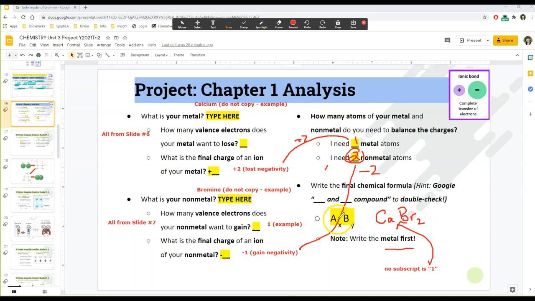And these are already here for you, so you can just type it in. So just replace the A, highlight the A, and I would replace it with Ca. I would delete the X because I don't need a subscript. I would highlight the B and write Br, and highlight the Y and write 2.